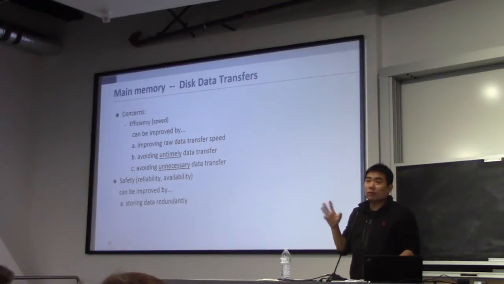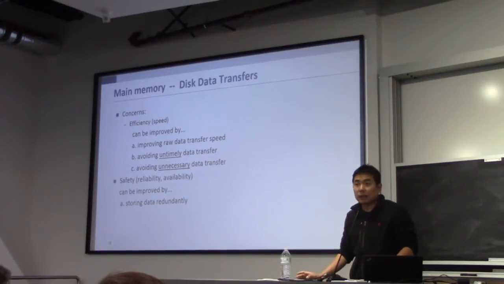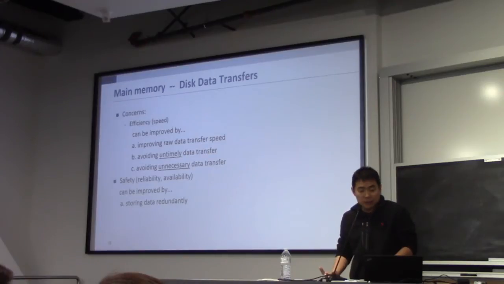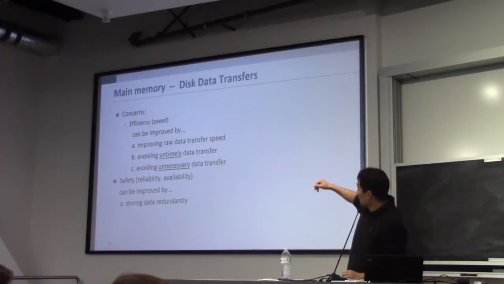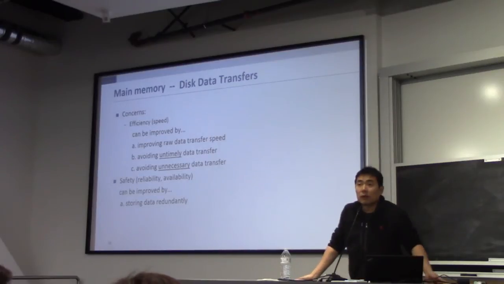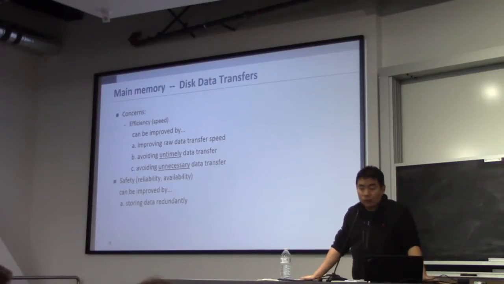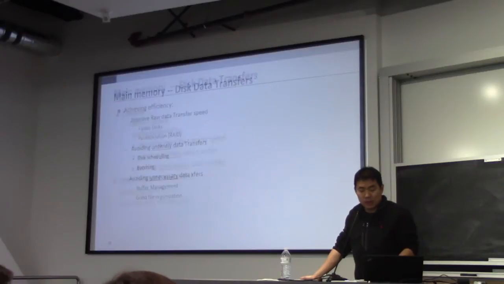So this brings up the challenge of data transfer between main memory and disk. And what we care about is efficiency, right? We want to be able to retrieve data really efficiently. In order to do that, we basically need to address these challenges. One is to try to avoid untimely data transfer, meaning try to avoid data transfer that's really costly, and try to avoid unnecessary data transfer, meaning fetching data blocks you don't actually need. So how do we do that? The challenge is how do we do that?